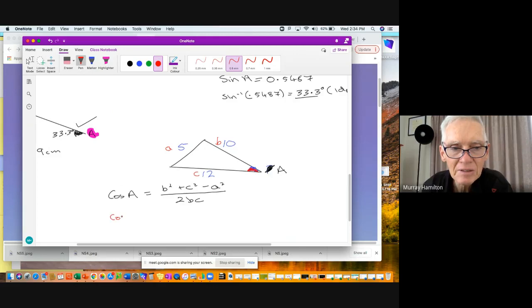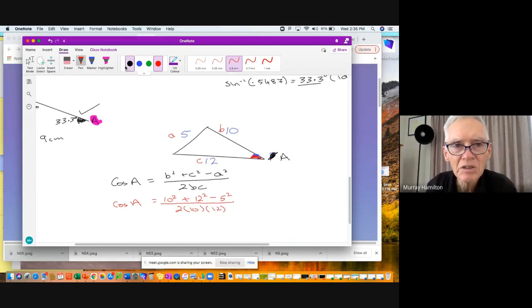So the cosine of A equals B squared, which is 10 squared, plus 12 squared, minus 5 squared, over 2 times B. Now I'm putting these bottom ones in brackets, times C, which is 12. Then I go to my calculator. Now, when you do this on your calculator, it's really important that you remember to put brackets around the top and brackets around the bottom. You need that pair of brackets in there, because if you don't put those brackets there, you'll get it wrong. So we've got 10, 12, 5.